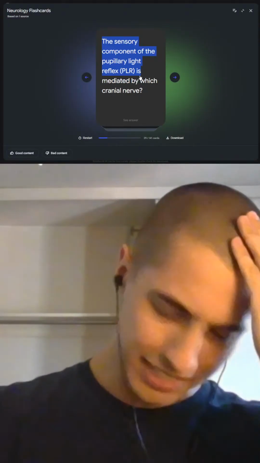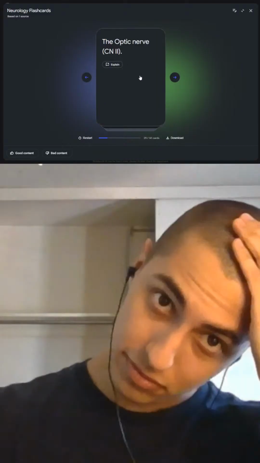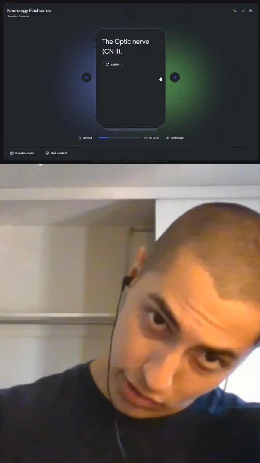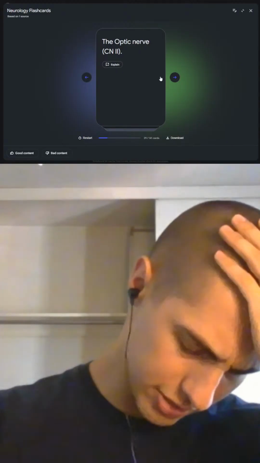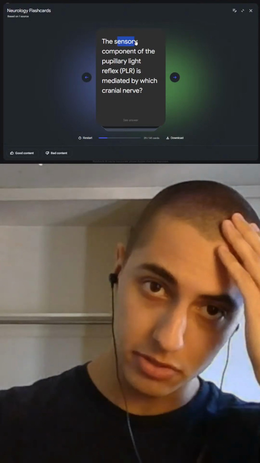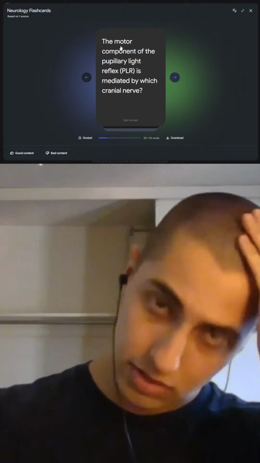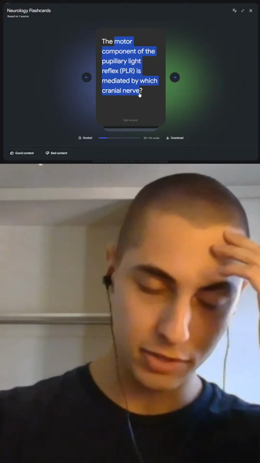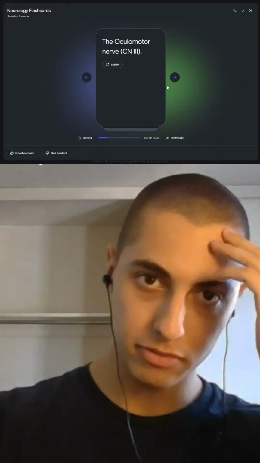I think it's the optic nerve. Yes. The oculomotor nerve, which is cranial nerve 3, is the motor component. The motor component is mediated by cranial nerve 3, the oculomotor nerve.